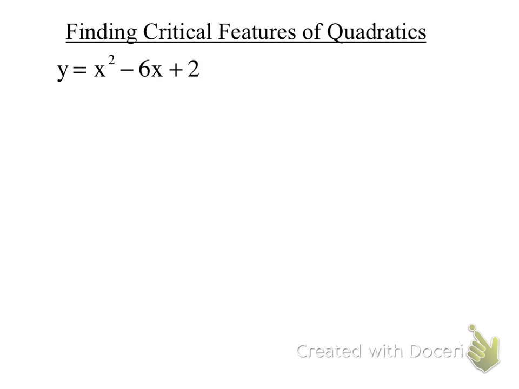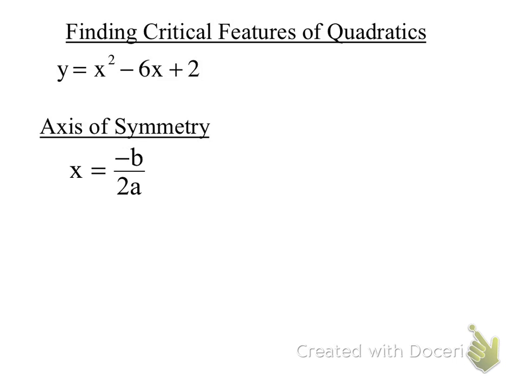Okay, so let's look at this. When you're given an equation, you have to find the critical features. First thing you need to do is find the axis of symmetry. And so the formula is x equals negative b over 2a. Okay? Now what does that mean?